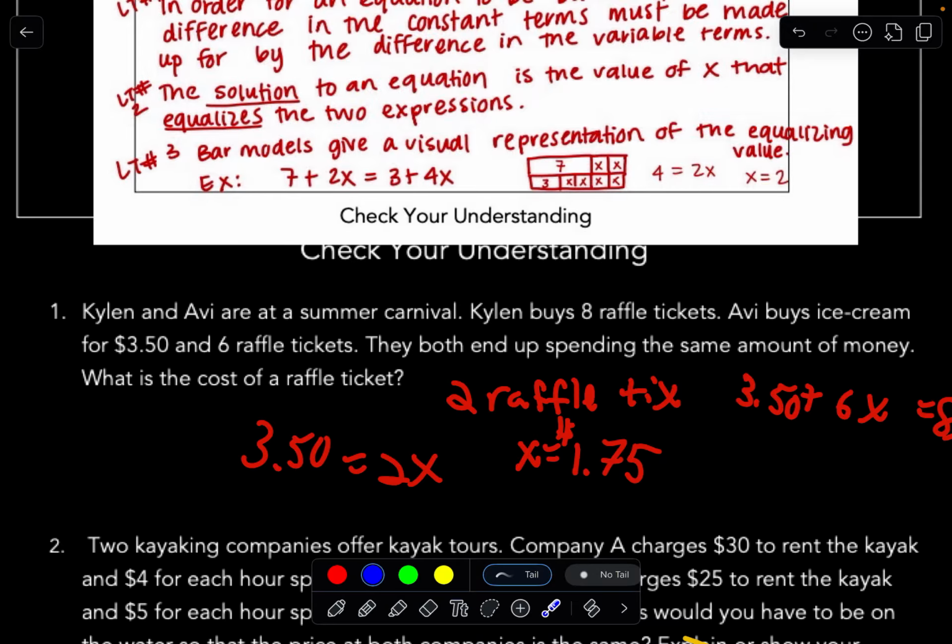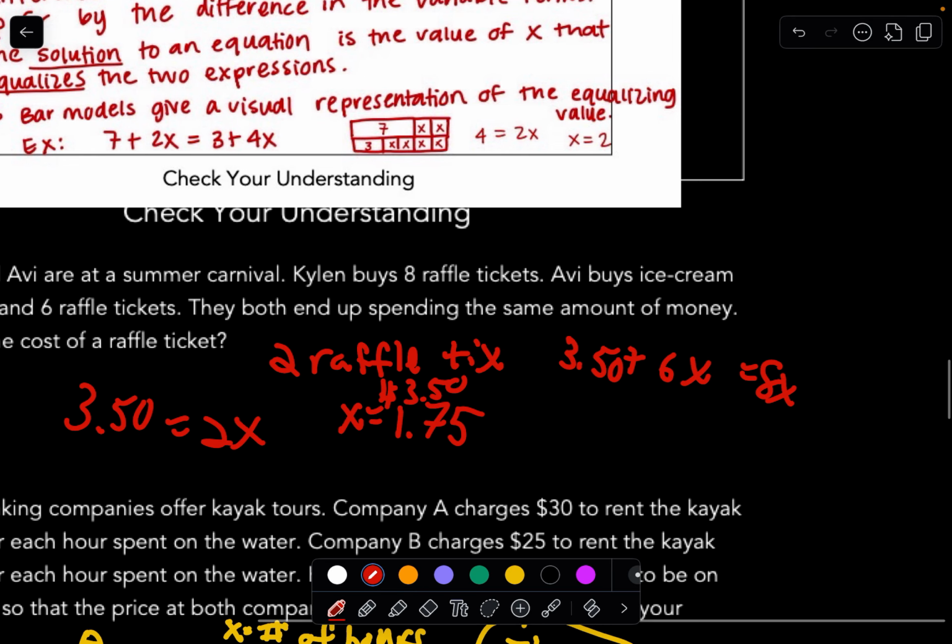So 2 raffle tickets must be equal to the $3.50. So if 2 raffle tickets are that, 1 raffle ticket is $1.75. Okay.